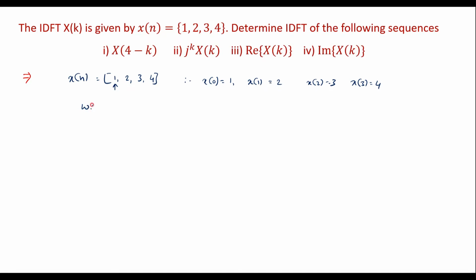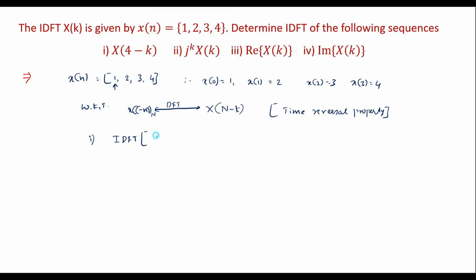We know that DFT of x of minus n is given by x of n minus k, that is time reversal property. It means that IDFT of x of n minus k is equal to x of minus n of n. Now let me take the first example.